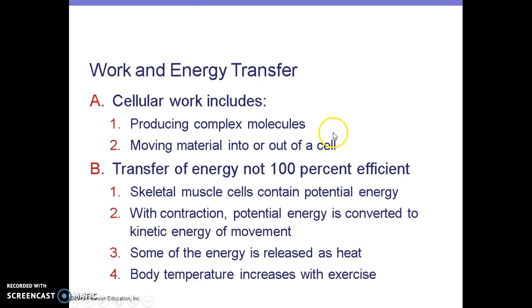Cellular work includes producing complex molecules, moving materials into or out of the cell. And keep in mind that anytime we transfer energy, that is, if we take the energy of our nutrients to the energy of motion, it's not 100% efficient. A lot of energy is lost. In our bodies, that energy is lost as heat. And so as we exercise more, our body temperature will increase as we move those muscles. When the muscles are contracted, the potential energy of the nutrients in the muscles is converted to the kinetic energy of movement.